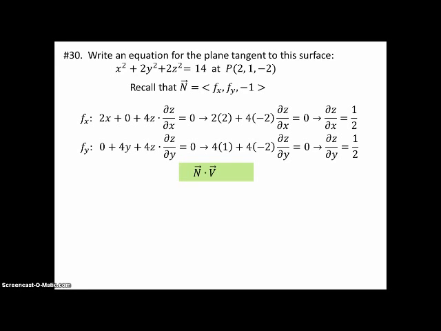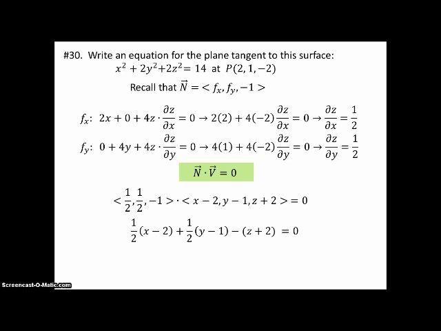So now recall that the dot product of n with any vector on the plane will be 0 because n is perpendicular to the plane. And so we use a generic point x, y, and z combined with 2, 1, and -2 to create a vector on the plane. And so we're dotting 1 half, 1 half, -1 with x minus 2, y minus 1, z plus 2. And go ahead and do the dot product. And that's a perfectly fine answer, but you might want to simplify that by multiplying through by 2 and then putting all the constants on the right side of the equation.